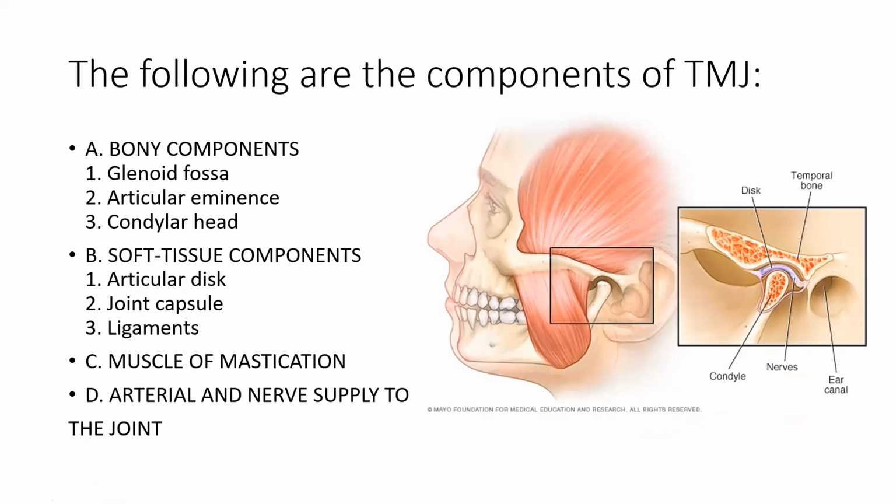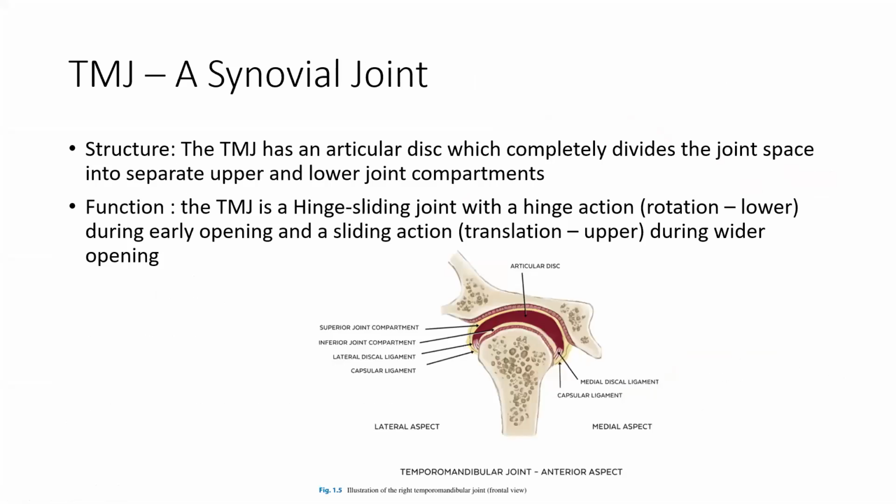The components of the TMJ include the bony components and the soft tissue components. The muscles of mastication are attached to the temporomandibular joint, and it also has arterial and nervous supply. The bony components include the glenoid fossa, the articular eminence, and the condylar head. The soft tissue components include the articular disc, the joint capsule, and the ligaments. The muscles of mastication include the temporalis, masseter, and medial and lateral pterygoids.